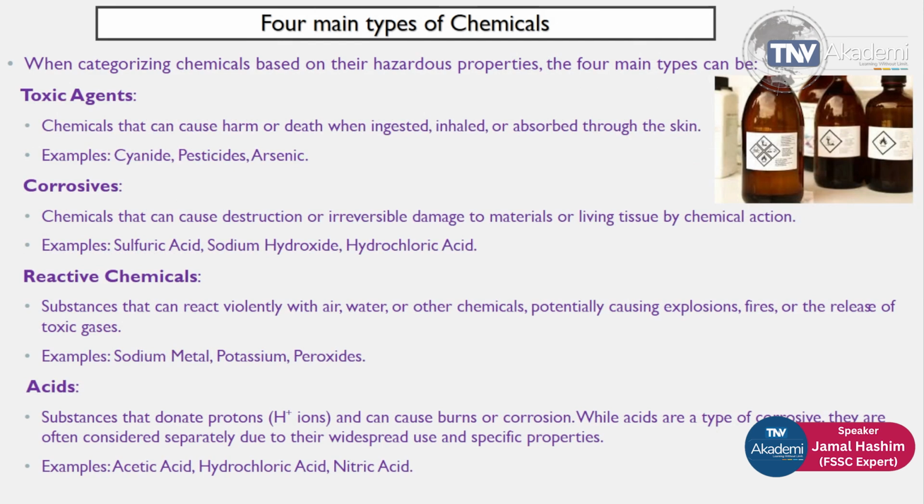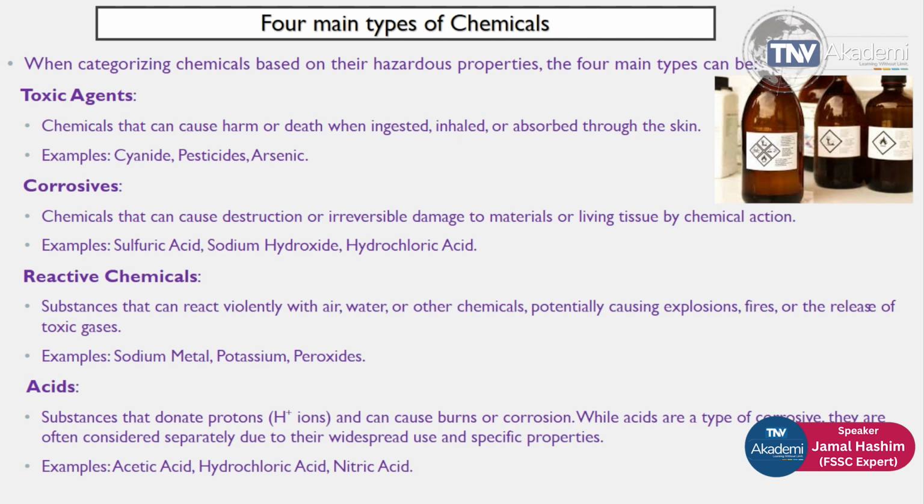So there are four main types of chemical. When categorizing chemicals based on their hazardous property, the main types can be like toxic agent, chemical that can cause harm or death when ingested. Example, cyanide, pesticide, arsenic. And next one is a corrosive, chemical that can cause destruction or irreversible damage to materials or living tissue by chemical action. Example, sulfuric acid, sodium hydroxide.